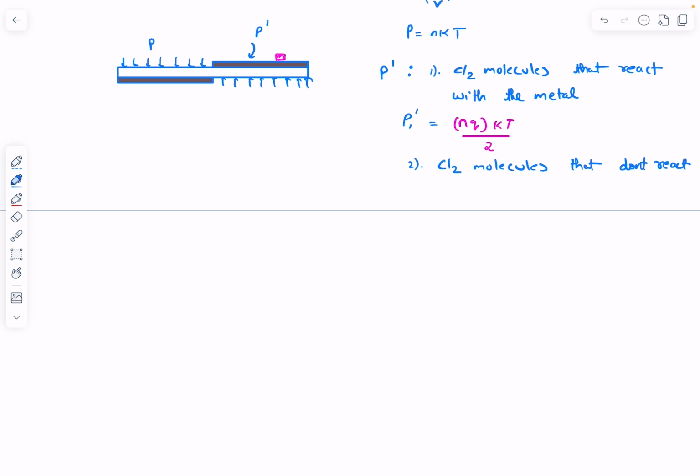Now, secondly, there will be chlorine atoms that don't react. The probability that they will react is Q, and Q is not equal to 1, which means there are some molecules that don't react with the metal.